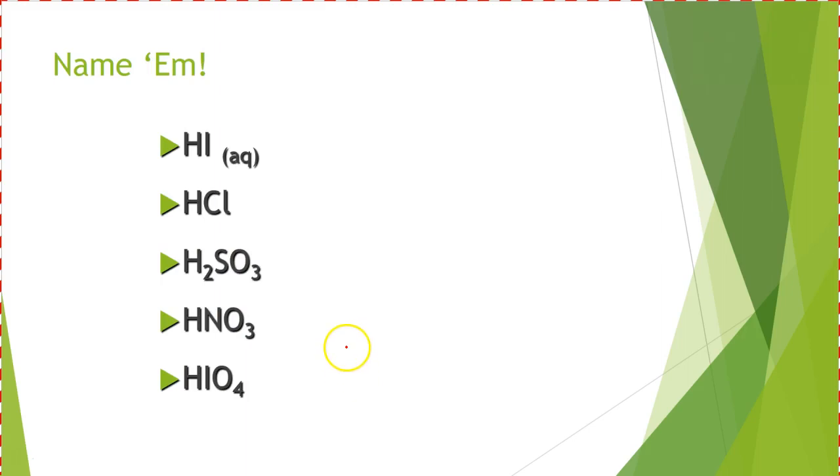Okay, name them. What do you got? So I'm going to give you a moment. Go ahead and name those. All right, so what you would name this, it's binary and it has no oxygen. So this would be called hydroiodic acid. How about this one? Yeah, it's binary as well, so it'd be called hydrochloric acid.